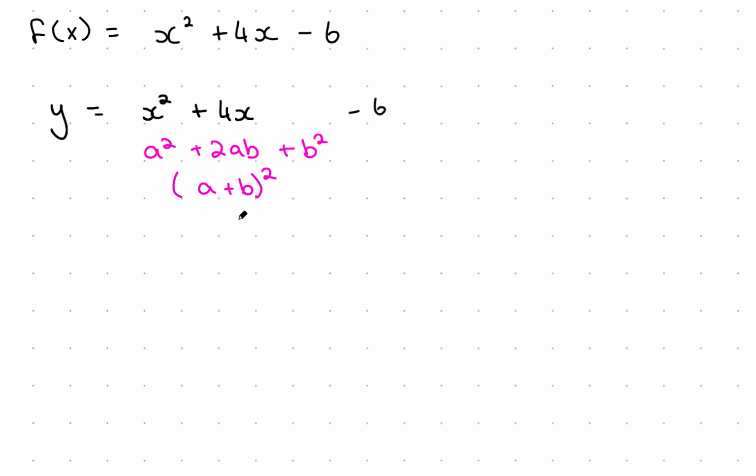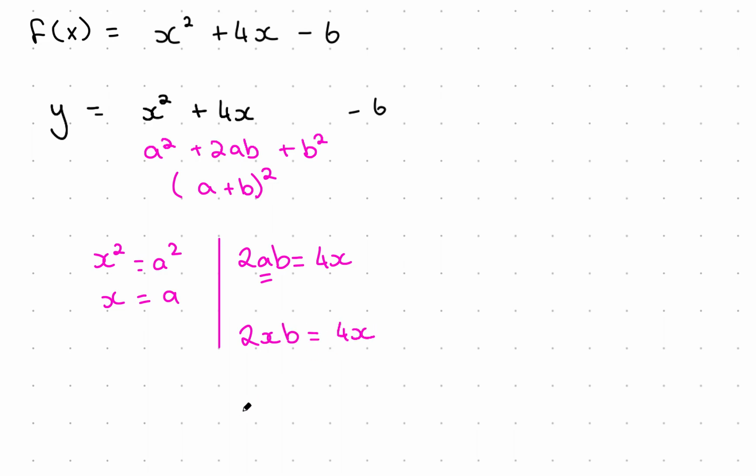So what I do for that, and you'll see lots of other solutions or approaches to completing the square online. For my way, what I like to do is line it up like this and say, okay, x squared is a squared, therefore the a that I'm aiming for in this one is actually x. Then my twice the product, my 2ab, is equal to 4x. Now I actually already know that a is x, so I'm going to replace that. So I have 2xb is equal to 4x. And then I'm going to divide both sides by x, and I'm left with 2b is equal to 4, and b is equal to 2.